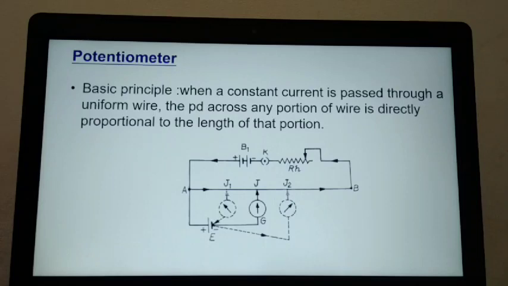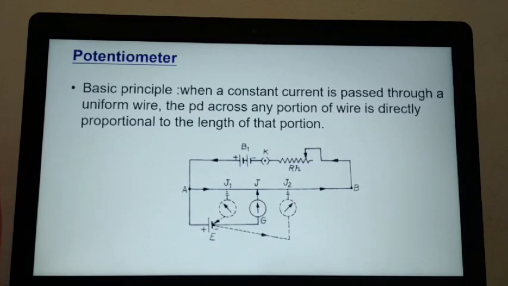So you just remember the basic principle of potentiometer, and you will do the experiment with the potentiometer. Okay, so this is the basic principle of potentiometer. The potential drop across any portion of the wire is directly proportional to the length of the portion, since the conductor wire is uniform and a steady current is flowing through.